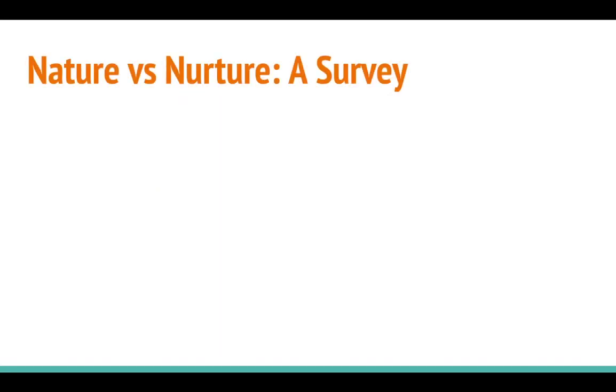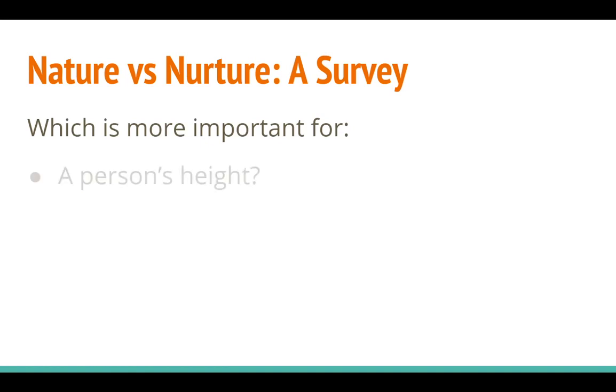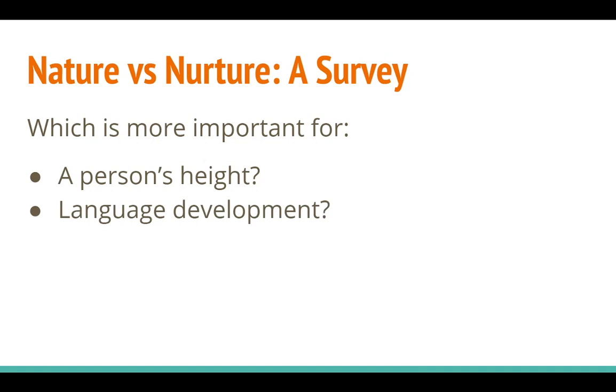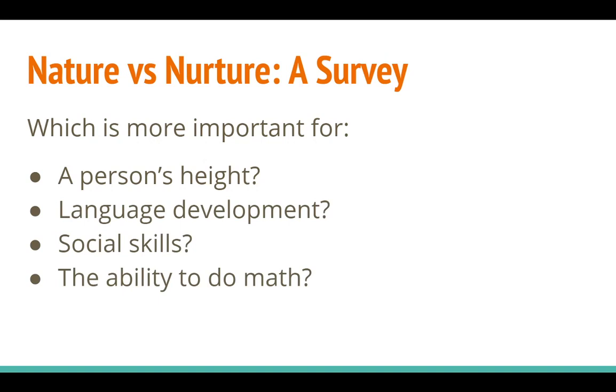So I want you to think about all these things. Which is more important for the following, nature or nurture? Remember, nature would be genetics or inborn traits, and nurture is the environment, such as parenting and nutrition. So take a second to think about each of these and whether you think it's more genetics or the environment. Which is more important for a person's height? What do you think? Language development? Social skills? The ability to do math? IQ? Do you think any of these are all genetics or all environment?